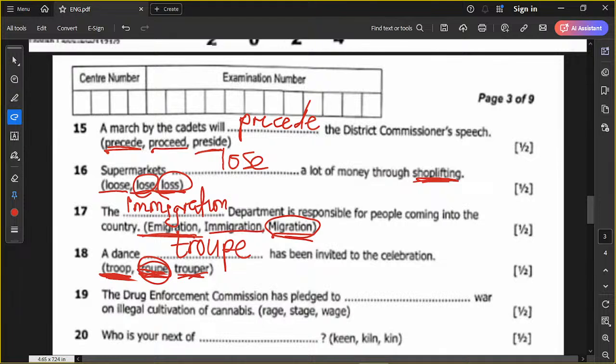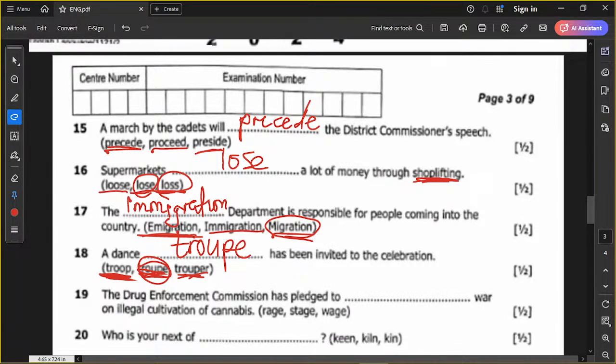Okay, so I've said the first one is the troop for soldiers. The second one is for performers. The third one, which is trooper, is for a member of a troop group. Okay, we go to the next question.